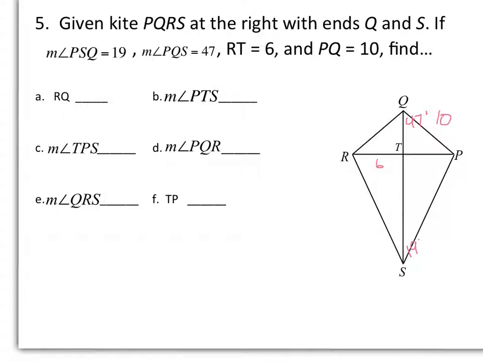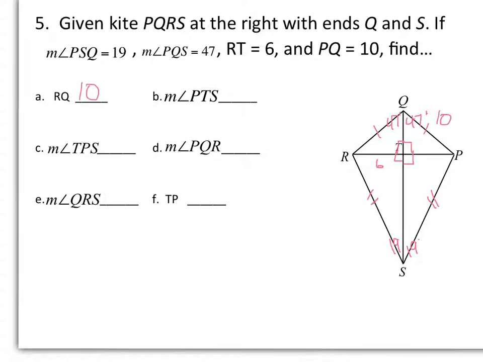So remember, in a kite, our consecutive sides are congruent. Our diagonals are perpendicular. That means we have 90-degree angles in the center. Okay. We also know that our angles at the ends will be congruent. So that angle is 19, and up top, this side is also 47. All right, so letter A says RQ. Well, RQ is also 10. It is congruent to PQ.